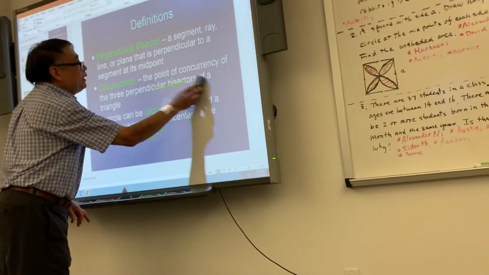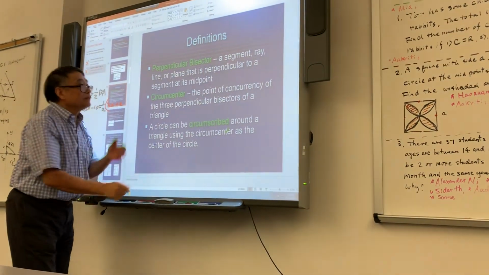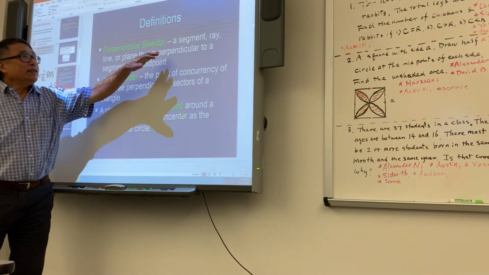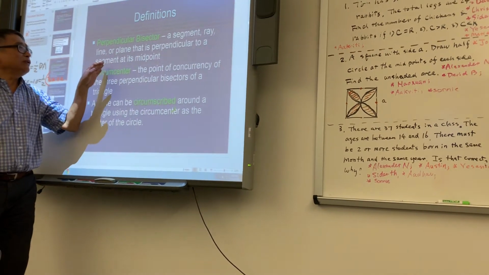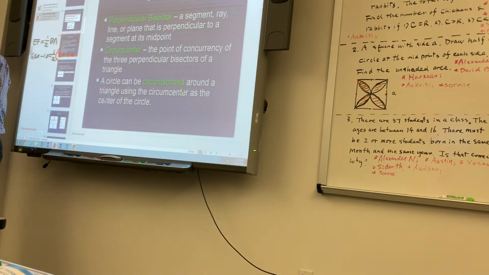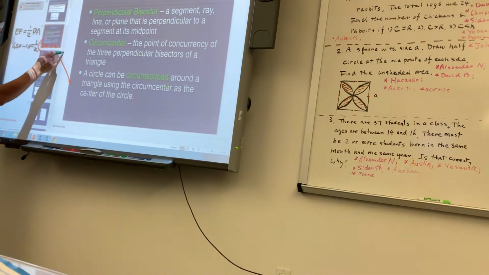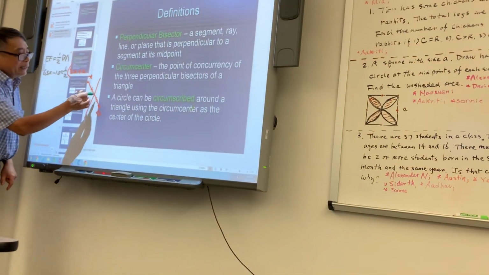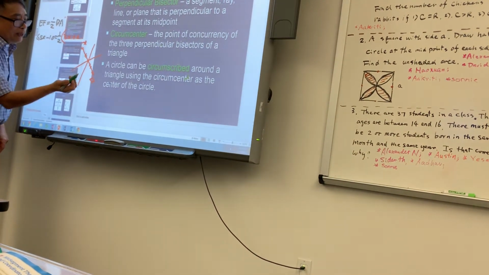Perpendicular bisector. We learned this many times, but today we just go over it again. But why do we really badly need this? A segment, ray or plane, whatever, perpendicular to a segment at its midpoint means perpendicular bisector. Means we have a segment AB. You can take this way to bisect. You can take this way to bisect. And you can take whatever way.